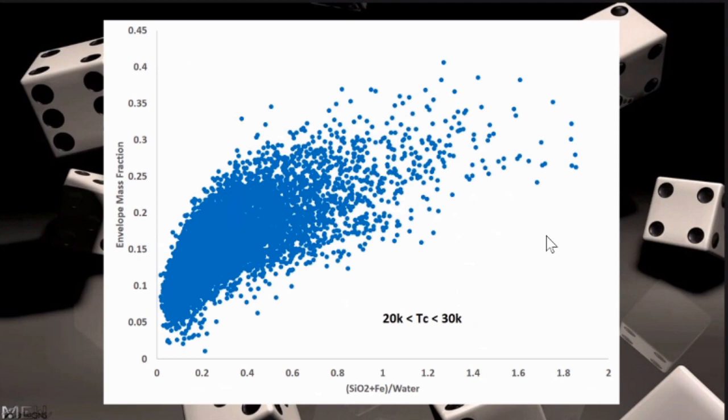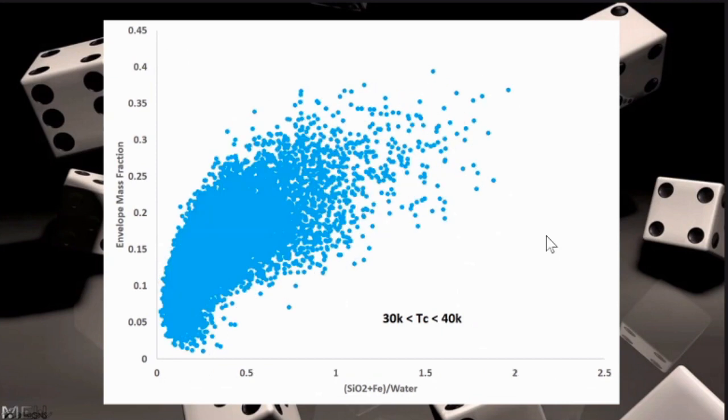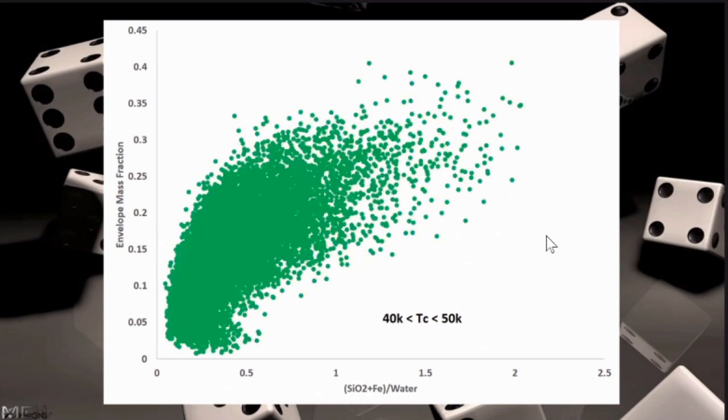30,000 Kelvin already, you're getting out there. And that's 40,000. At 40,000, you can find models. And I think I have 50,000 as well. Okay. So that's sort of how these things look. And that's one of the things that this tool can do. It can look at distributions of models and tell you what's possible and what's not possible.